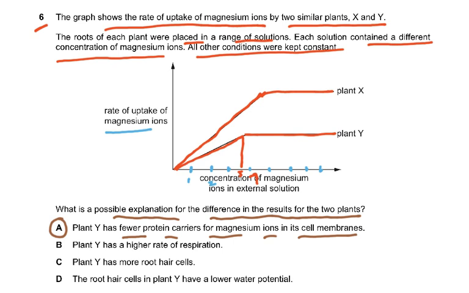Plant Y has more root hair cells. It's the rate of uptake of magnesium ions. The root hair cells in plant Y have a lower water potential. Well, that's not going to affect the ion uptake. So it's a question of ion uptake of magnesium ions.